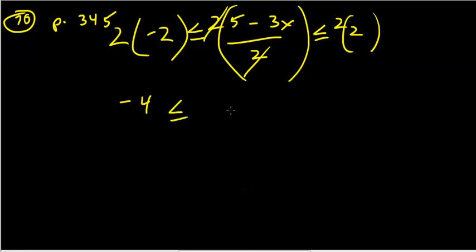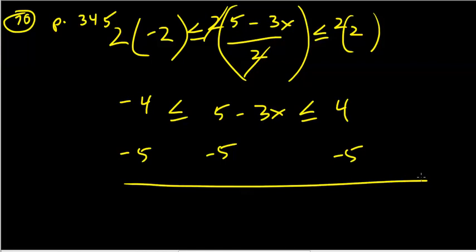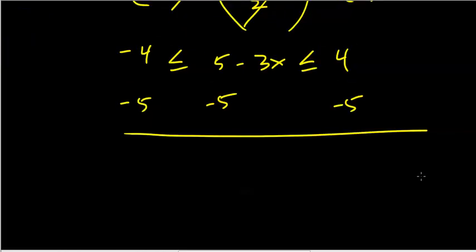So I get minus 4 on the left is less than or equal to, well, the 2's cross cancel, and I get 5 minus 3x, my numerator expression in between, which is in turn less than or equal to 4 on the right. Looks a lot more pleasant now. Of course, I'll want to subtract 5 from each piece, my goal being to isolate x in between. I'll get minus 9 on the left is less than or equal to minus 3x in between, and 4 minus 5 is of course minus 1 on the right.